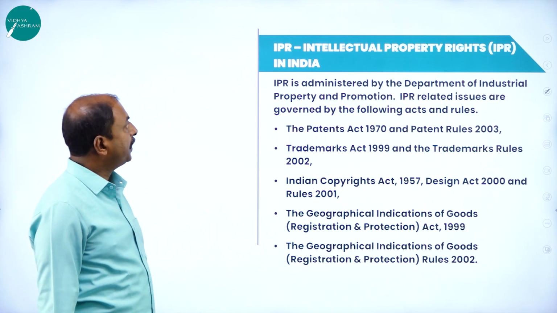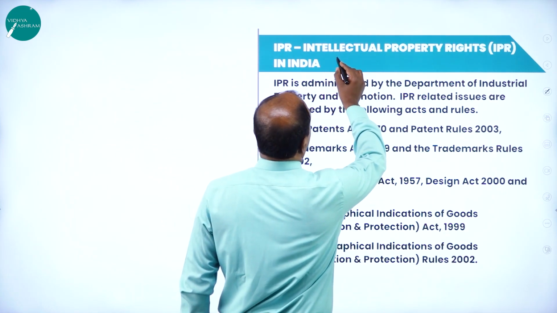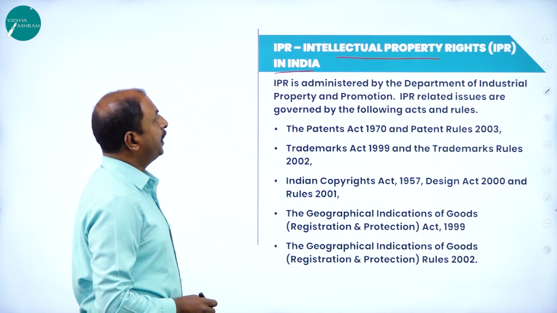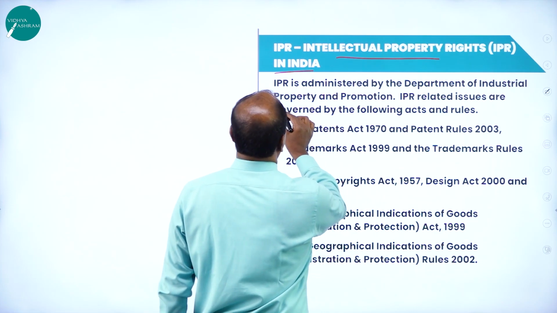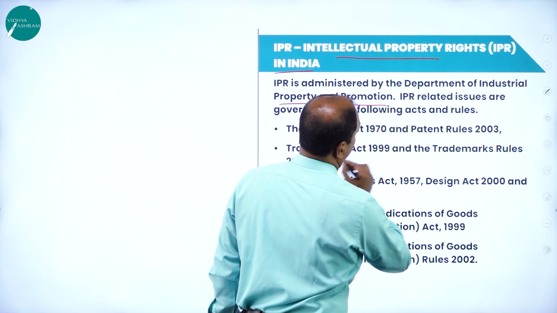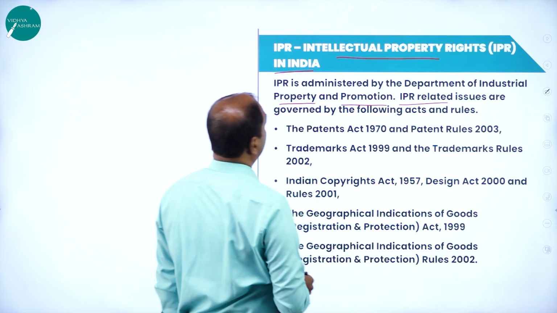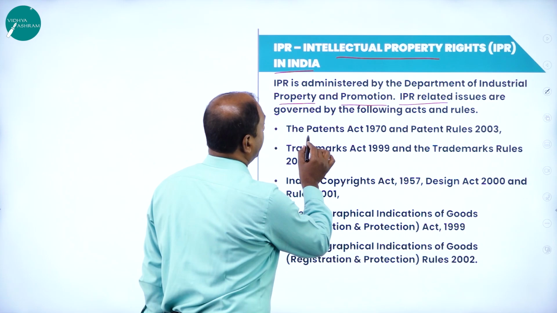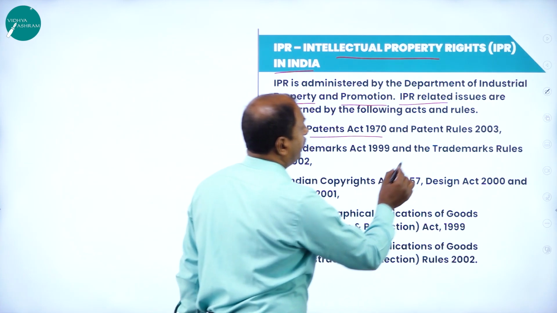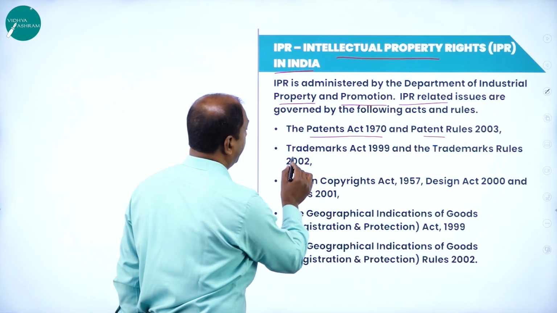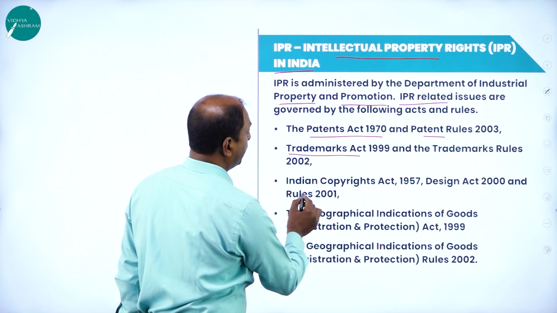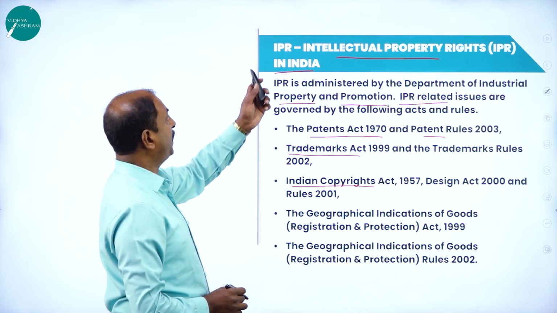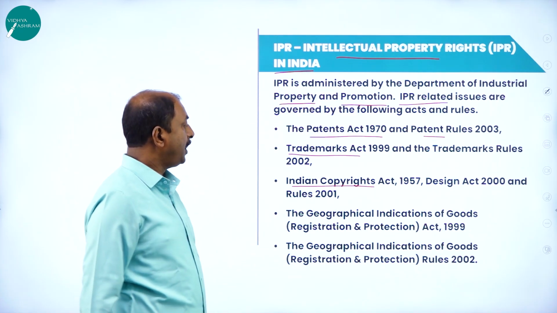Now the next concept is IPR, intellectual property rights in India. It is administered by the Department of Industrial Property and Promotion. IPR related issues are governed by the following acts. One is the Patent Act of 1970 and Patent Rules. Second is the Trademark Act and the Indian Copyright Act. See, all these three come under IPR, that is Intellectual Property Rights.